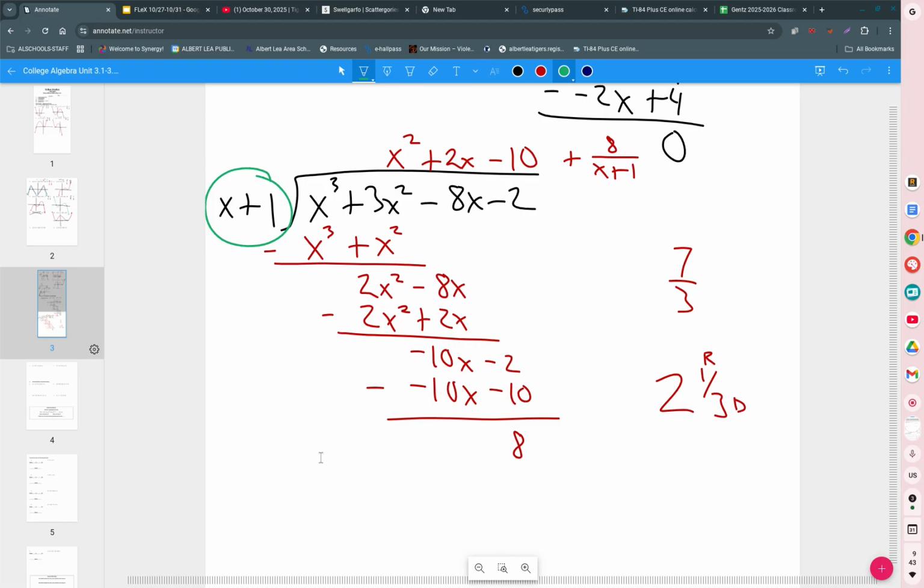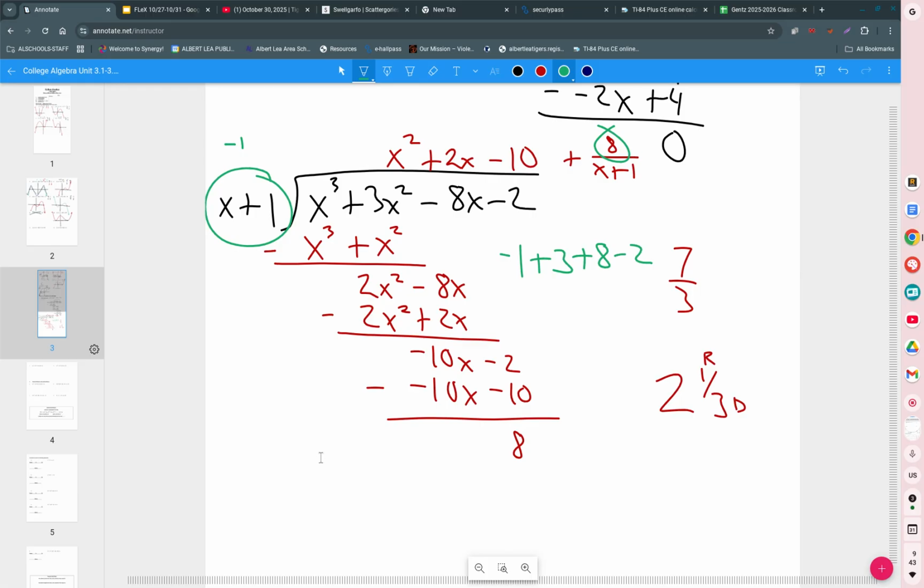What number would you plug into x plus 1 to make 0? -1, right? Substitute that in here. What is -1 cubed? -1. What's -1 squared times 3? What's -8 times -1? -1 plus 3 is 2, plus 8 is 10, minus 2 is 8. There we go. It's called the remainder theorem.